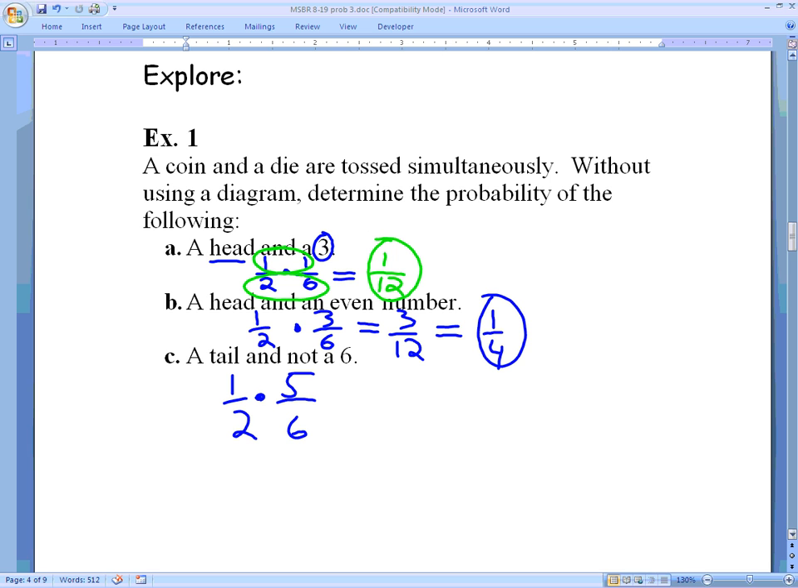And then again, we're going to multiply because they're independent. So 1 times 5 gives us 5, and 2 times 6 gives us 12. So 5/12, it doesn't reduce. It's almost half, just not quite. So almost half the time we would expect to get a tail and not a 6.